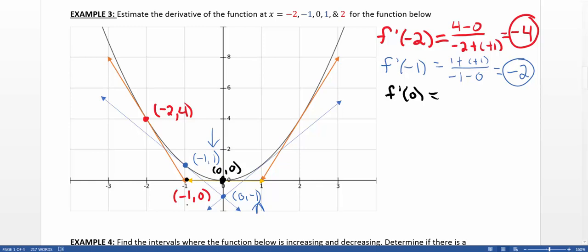So if I do my change in y, I get 0 minus 0 over the change in x. So the change in x is going to be 0 minus -1. We have to be careful that we're not dividing by 0, but here we're not. We have 0 divided by 1, and 0 divided by 1 is 0. So if you have a fraction and you end up with 0 in the numerator, that means that the whole thing is 0.